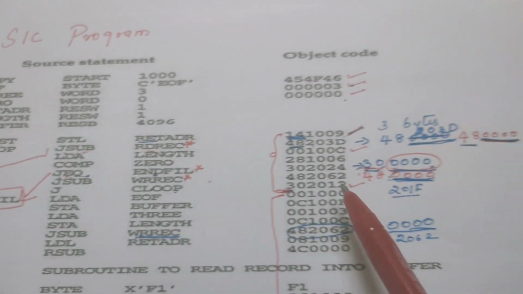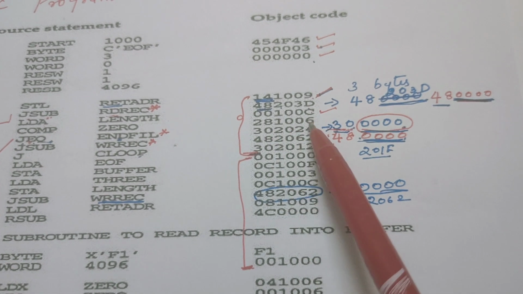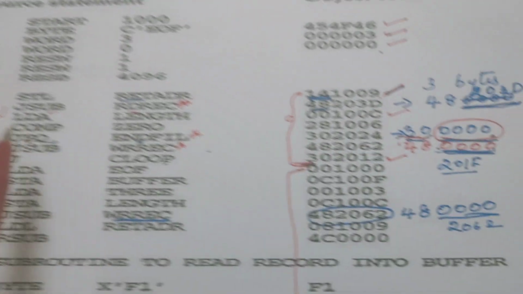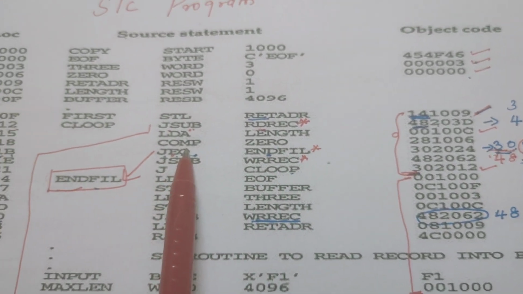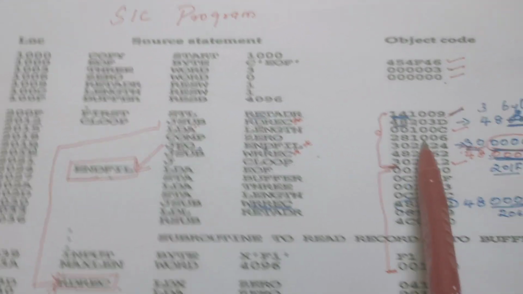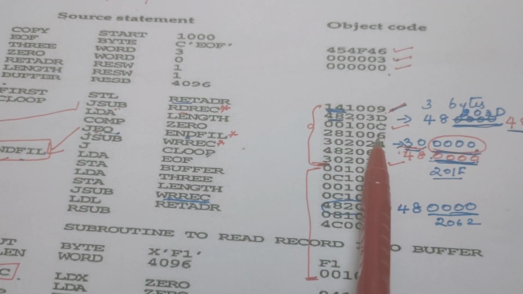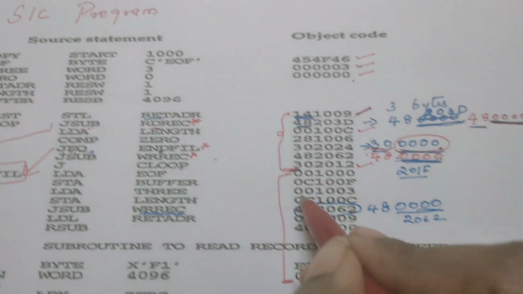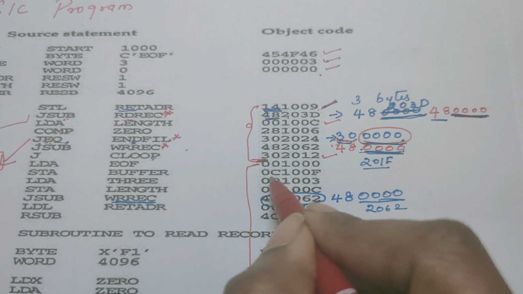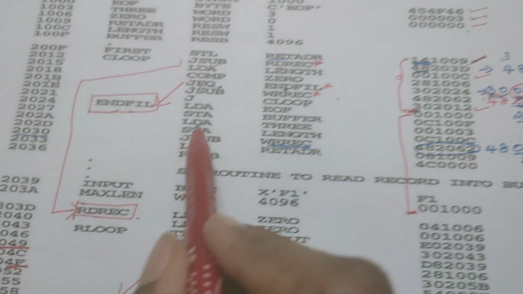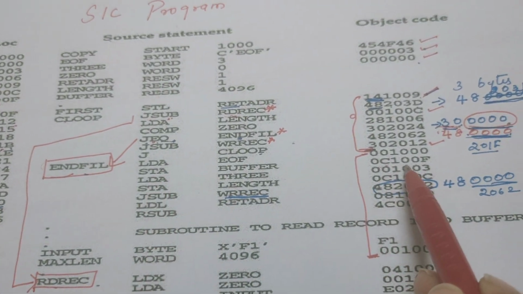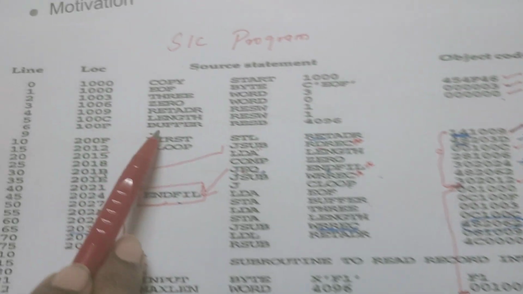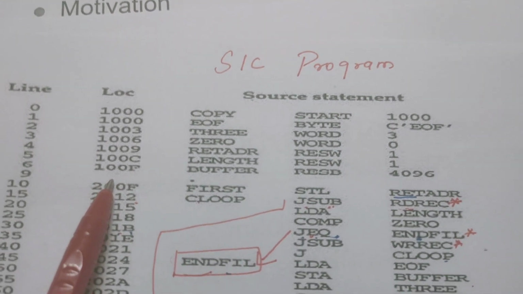Okay, now let us check one more object code. 281006. What is this 28? 28 is equivalent to the instruction compare, right? Okay, what is this 1006? 1006 is nothing but the address of the label zero. Then let us check this: 0C100F. What is this 0C? 0C is the opcode for the instruction STA. What is this 100F? 100F must be the address of the label buffer. Yes, the buffer label is here and its address is 100F.